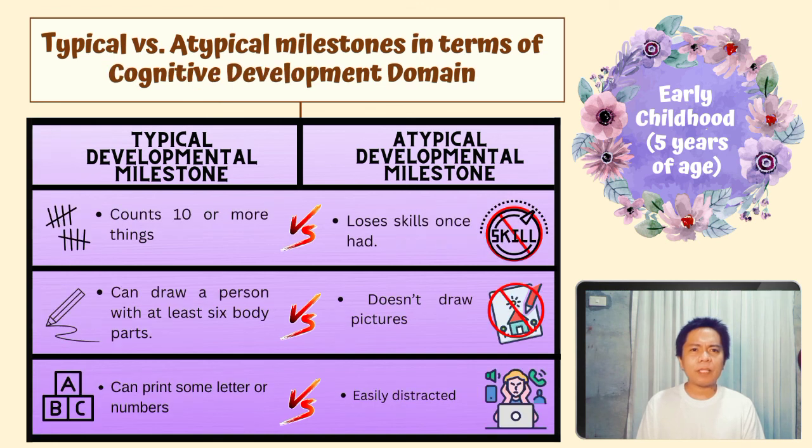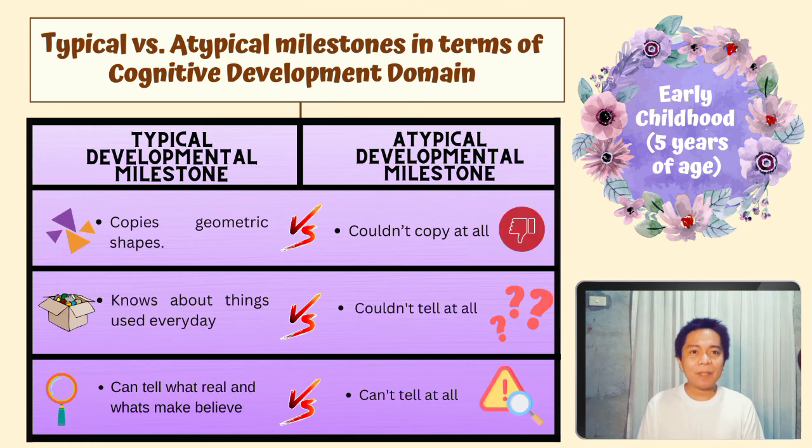Now let's talk about the typical and atypical milestones in terms of cognitive domain. Well, typically kids can count up to 10 or more things versus losing skills he once had. Can draw a person with at least 6 body parts versus couldn't draw at all. Can be focused versus easily distracted. Copies geometric figures versus couldn't do that at all. Can tell what's real and what's make-believe versus cannot tell at all.